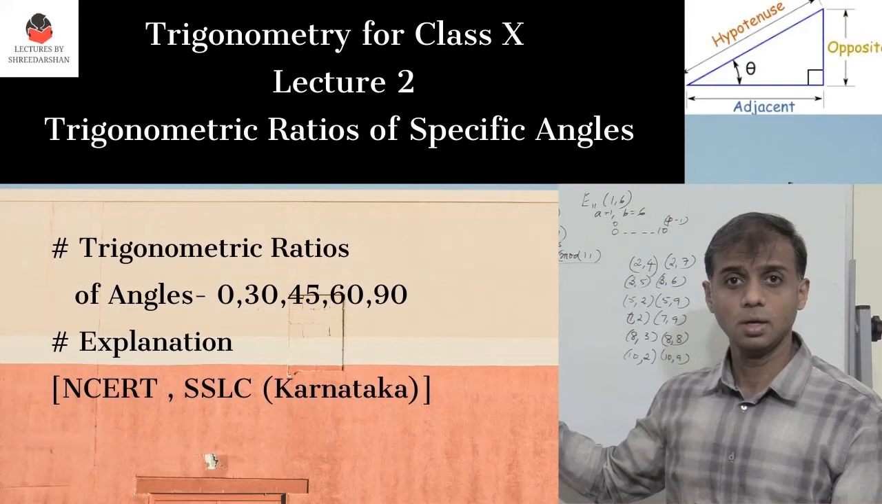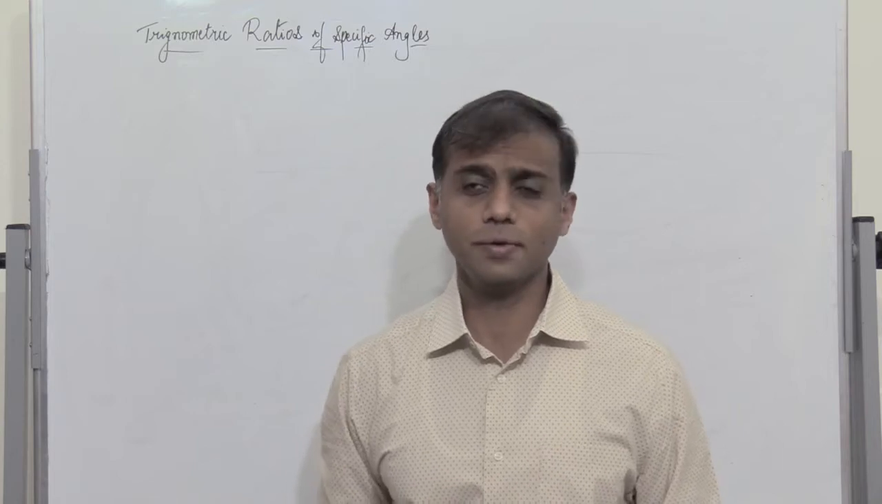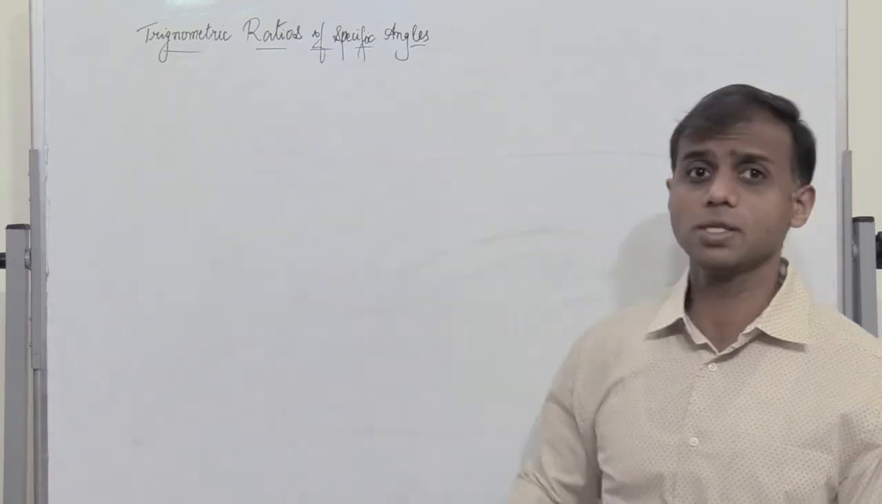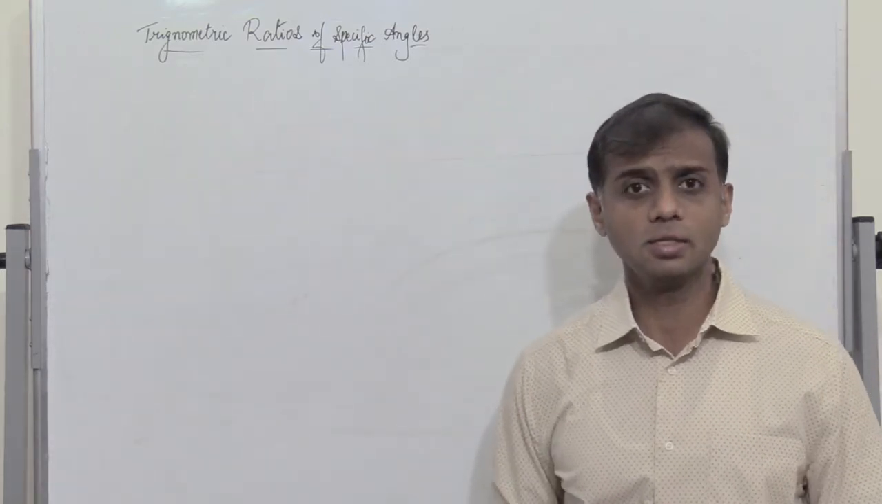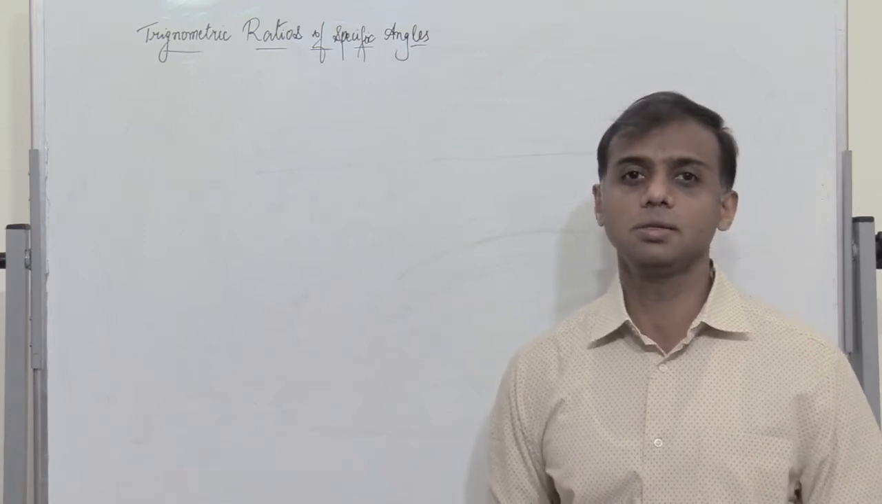Welcome you all to the second lecture on trigonometry. So here in this lecture we shall see how we can find the trigonometric ratios of specific angles. Now what are the angles? The angles are 45 degrees, 30, 60 and 0.